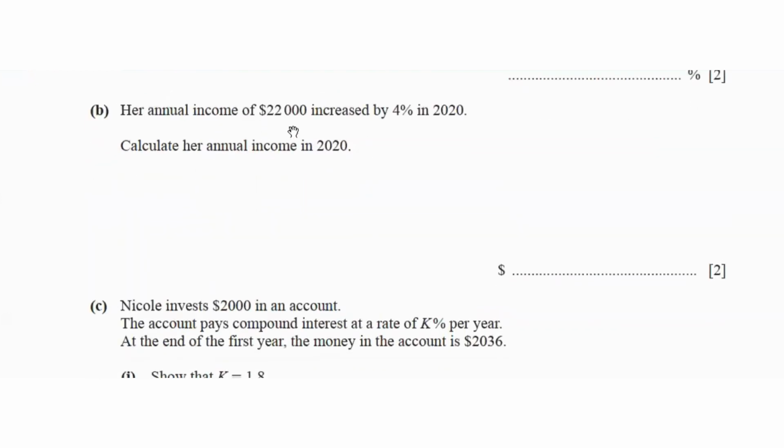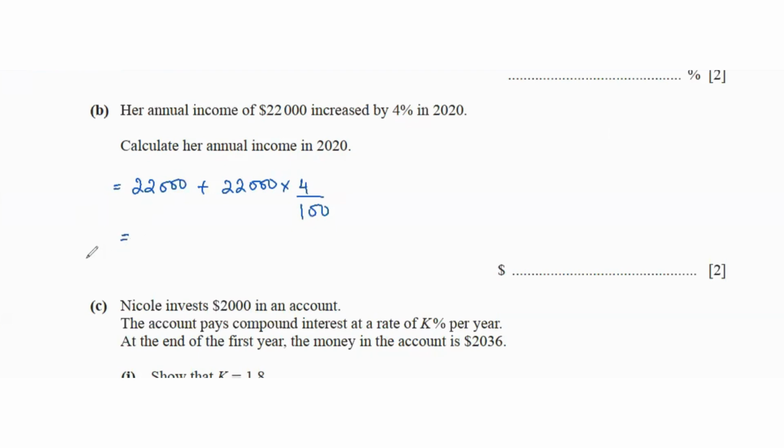Her annual income of $22,000 is increased by 4% in 2020. Calculate her annual income in 2020. So that's going to be 22,000 plus 22,000 times 4 over 100. We're going to add 4% of 22,000 to the original amount, which is 22,000.